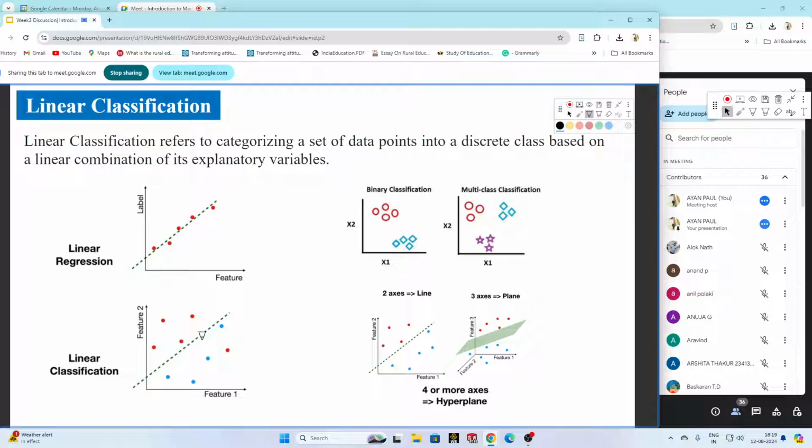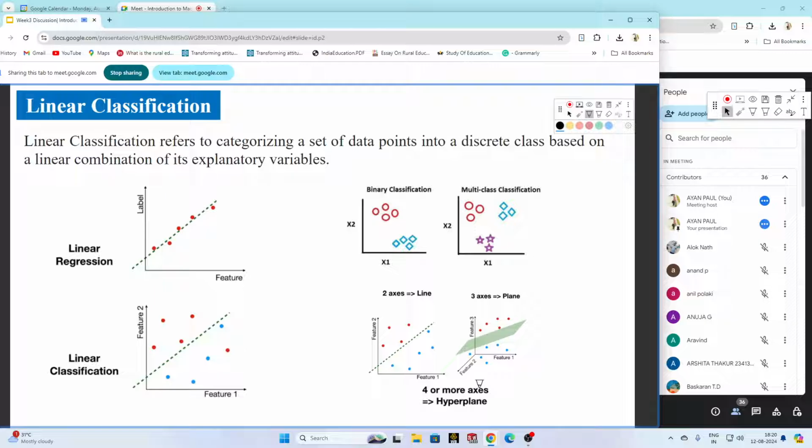If we separate two groups of data points and there are only two features or two inputs, then we can do it by a simple line. But what if our input increases to 3? More than 3 we cannot visualize, but up to 3 we can visualize. So if our input increases from 2 to 3, we have to separate the data points with the help of a plane. And if the input features are more than 3, like 4 or more axes, then the separating boundary is known as a hyperplane.